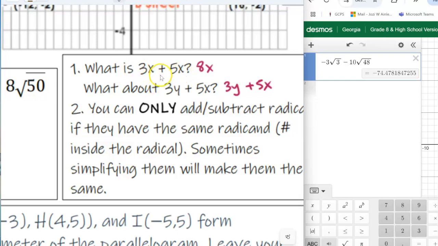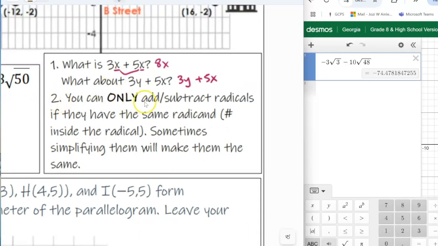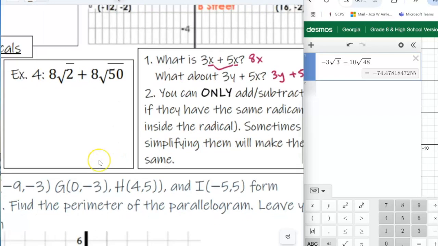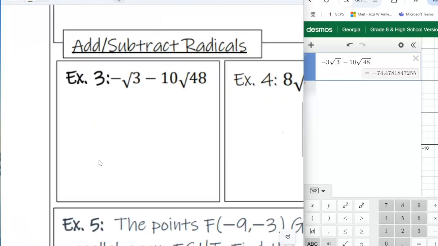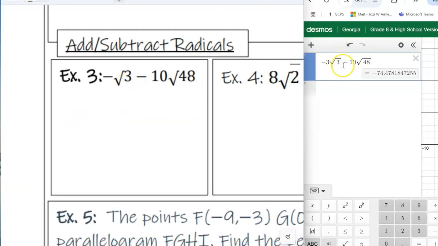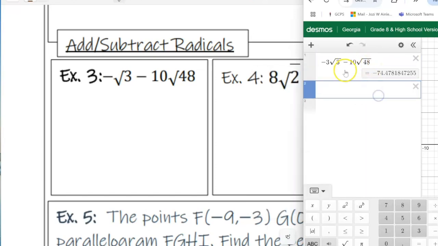Before you can add or subtract them, the radicals or the variables must be the same. So you can only add or subtract radicals if they have the same radicand. The radicand is the number inside the radical. Sometimes simplifying them will make them the same. So let's take a look at that question. Right now I have a radical 3 and a radical 48. They are not the same. So can I combine them? No. I have to make them the same. And according to the notes, sometimes when you simplify them, it does make them the same.